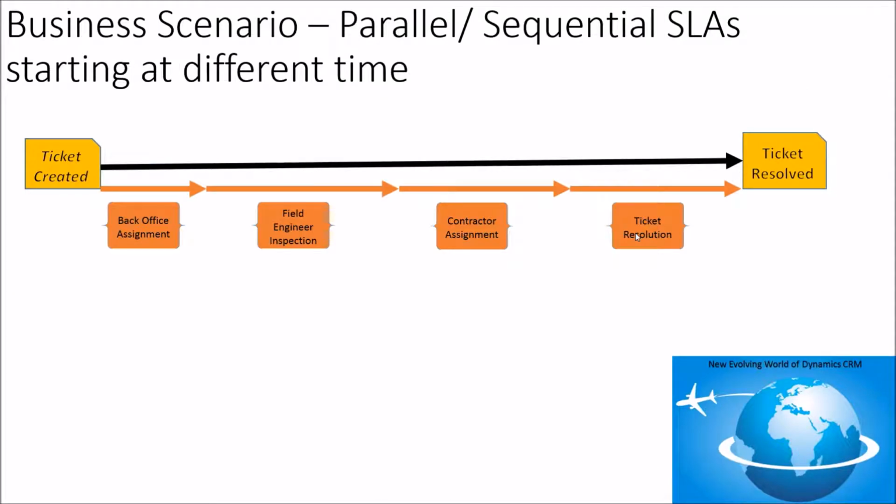Second scenario, where let me mix some parallel and sequential SLAs in the same life cycle. Same example, ticket created to ticket resolved, which moves through various stages. Now one SLA starts on the created on. That means when a ticket is created, you want to see that within 4 hours contractor assignment happened or not. That's the first SLA. Starts on the created on.